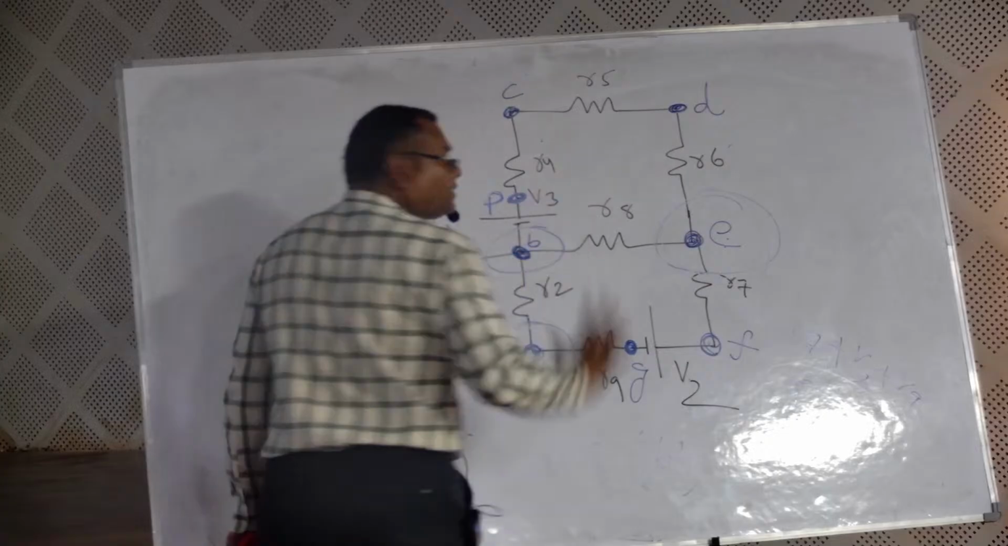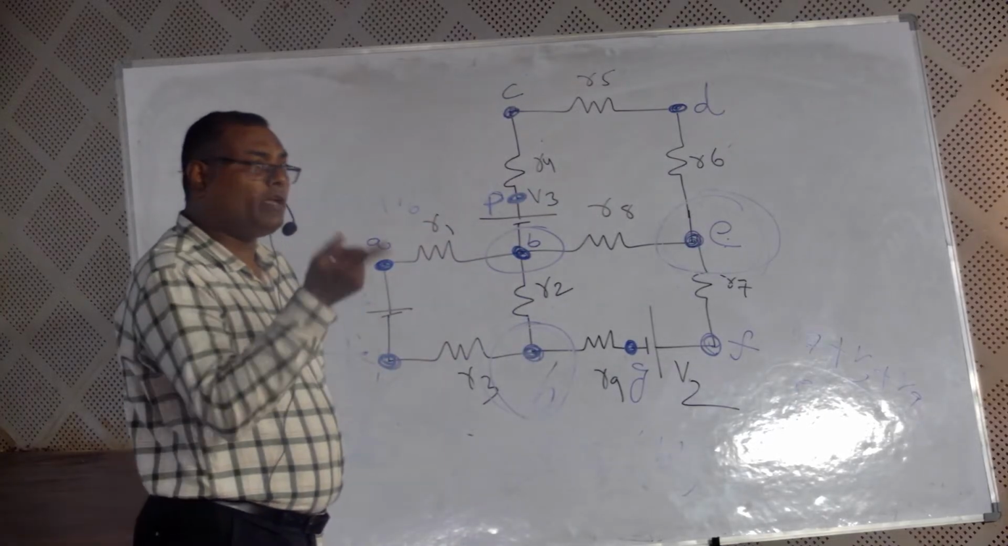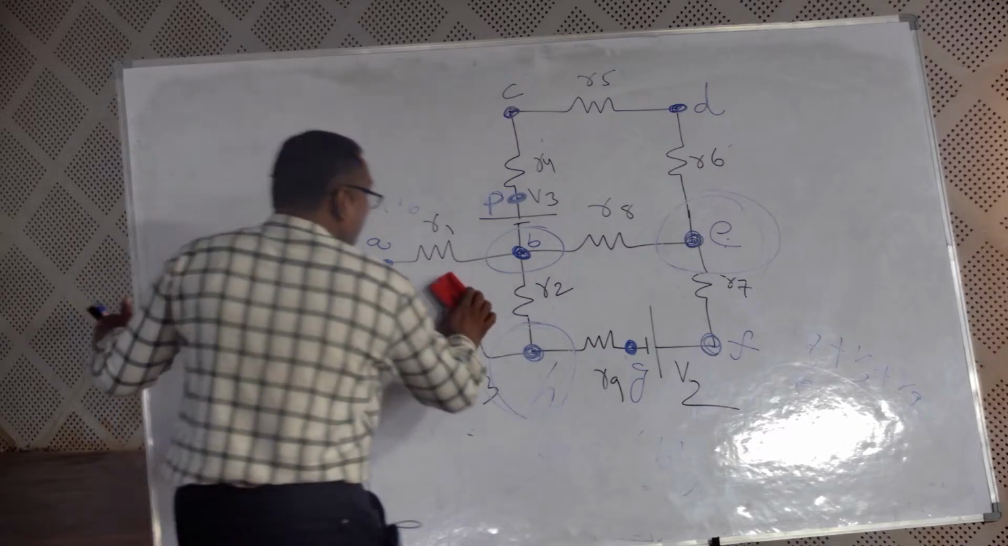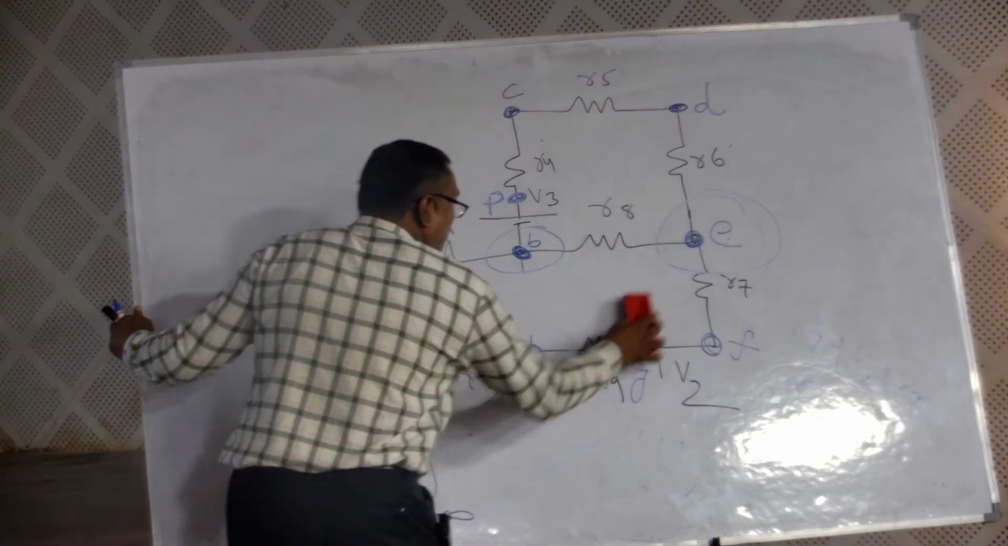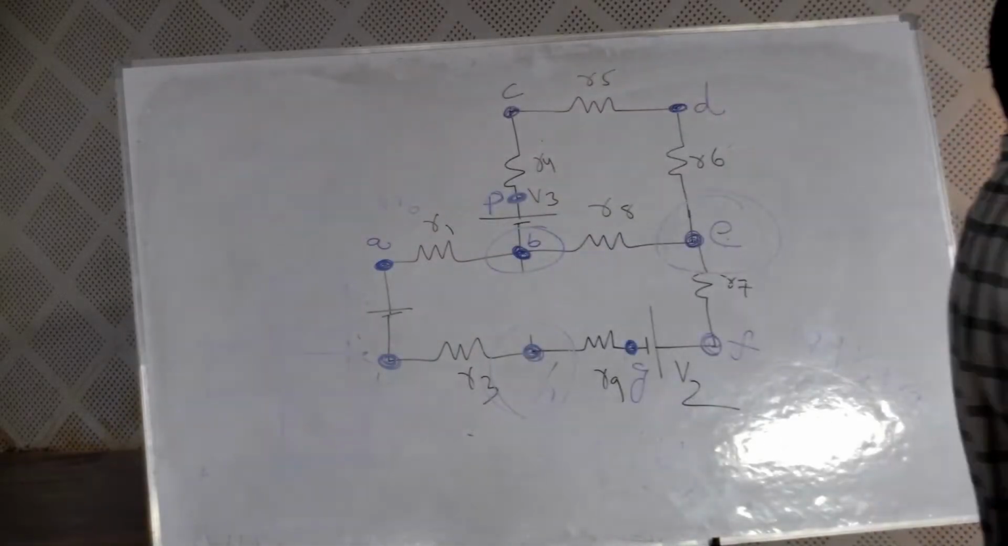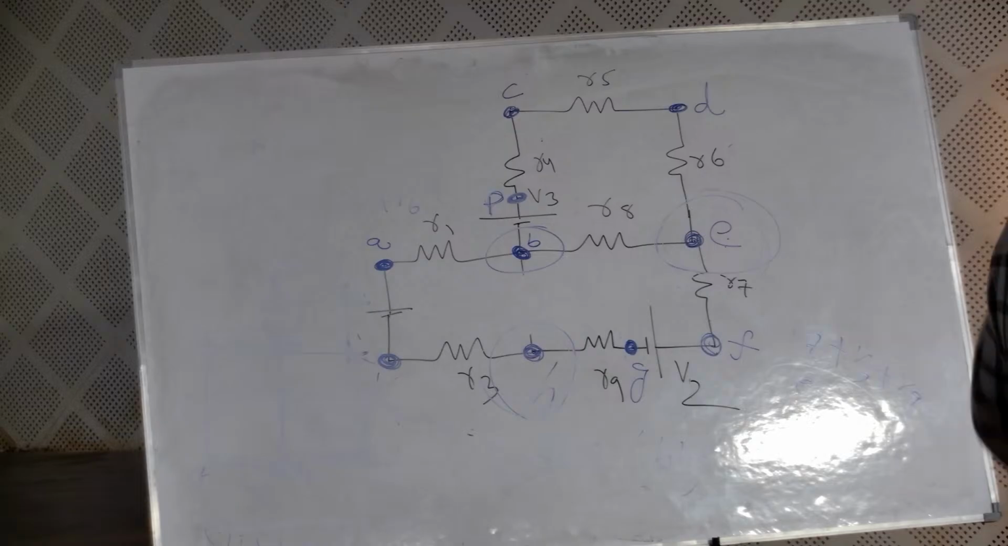1, 2, 3 loops. After that, if you remove any one element, can you make a closed circuit? Yes. Which element will you take first? R2. If I remove this element, this is a closed circuit. Fourth loop. Already 3 are present, this is the fourth one.